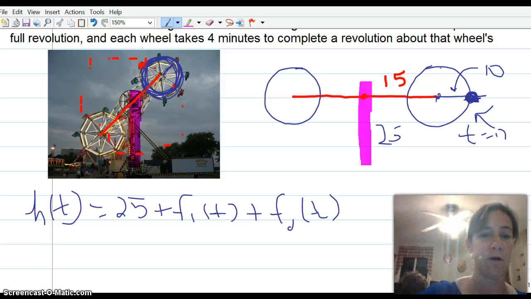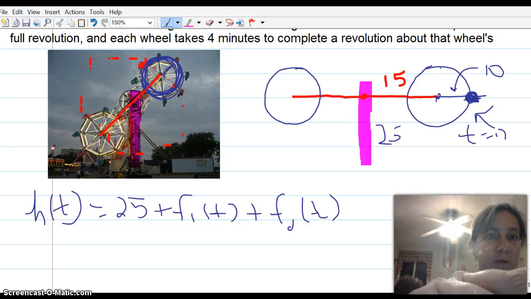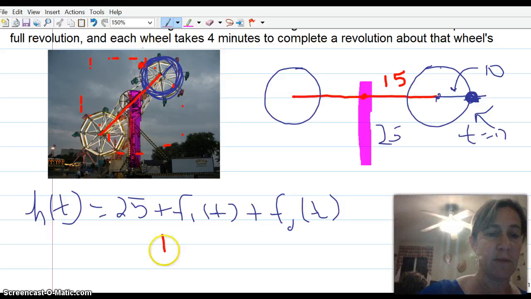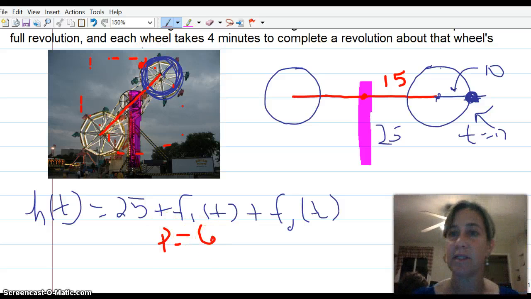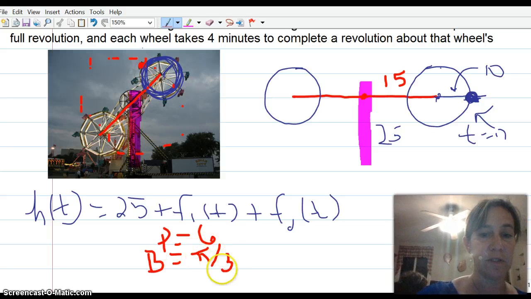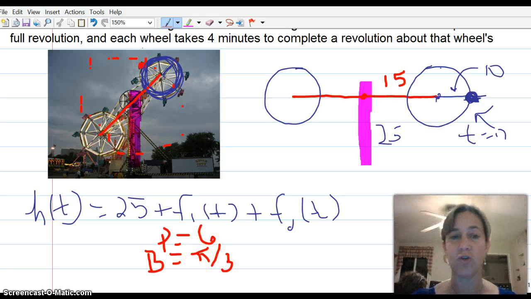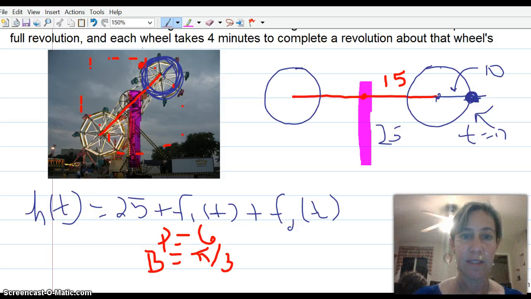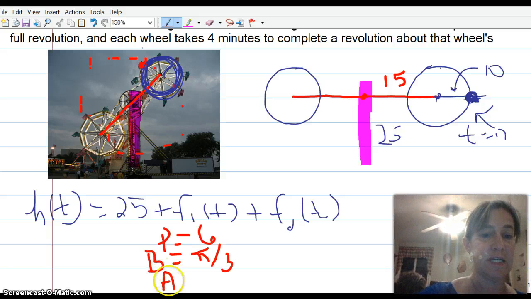So in f1, our red one, so let's use red here, we know that the period is 6 minutes. It takes 6 minutes to go all the way around. So when you use the formula that the period is 2 pi over b, you get that b is pi thirds. If you're not sure where I got pi thirds, you should pause and calculate that on your own using the formula that the period is 2 pi over b. Similarly, the amplitude of that is going to be the radius of that circle. That should be 15, right?